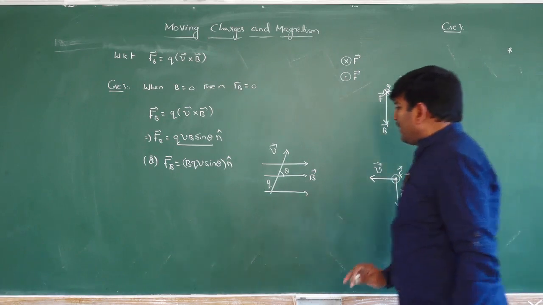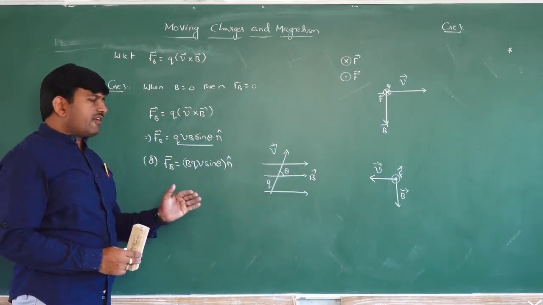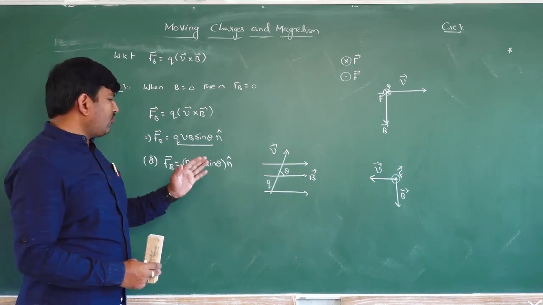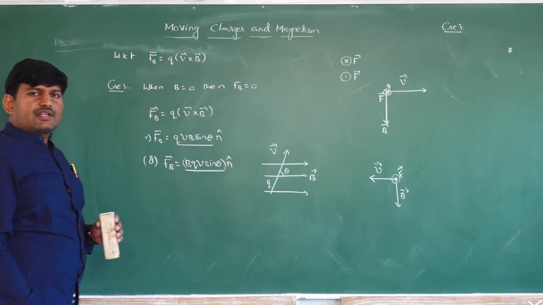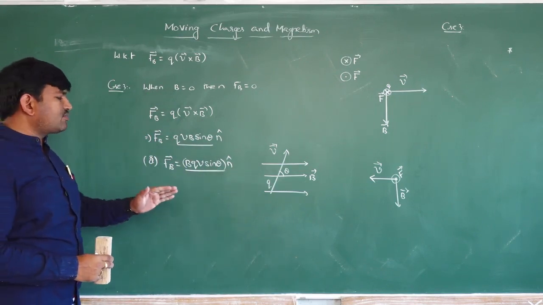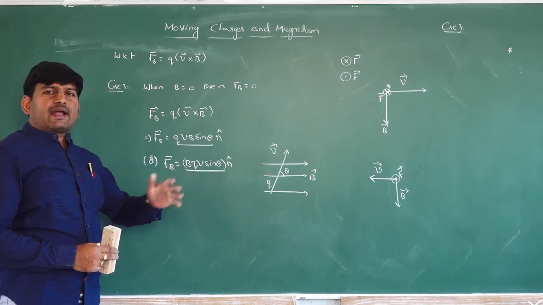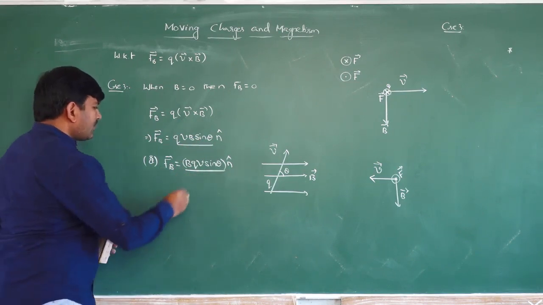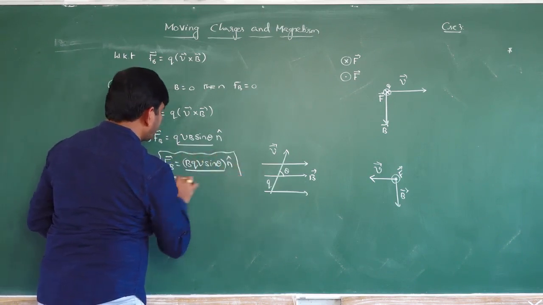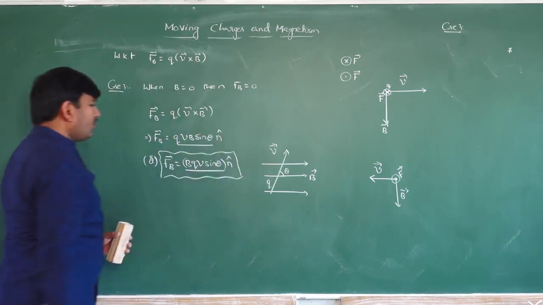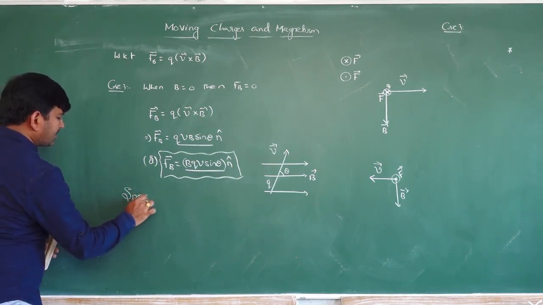Is it clear? Now, in this way, using the curl rule, we can find the direction of the magnetic force. This will give the strength. BQV sin theta will give the strength of the magnetic force acting on this moving charge, whereas n cap will give the direction of that magnetic force. So now, using this formula, which is important for all kinds of examination, we will study some special cases.